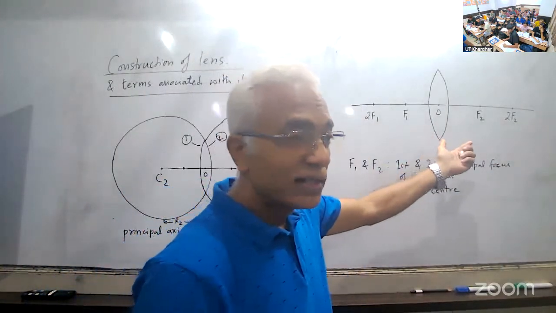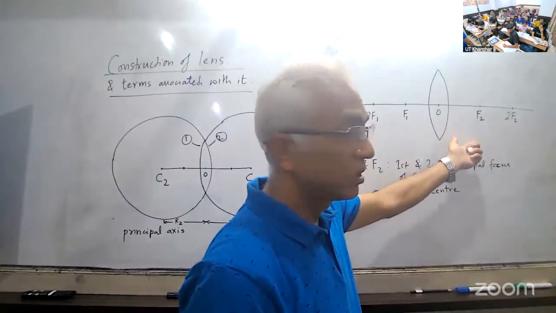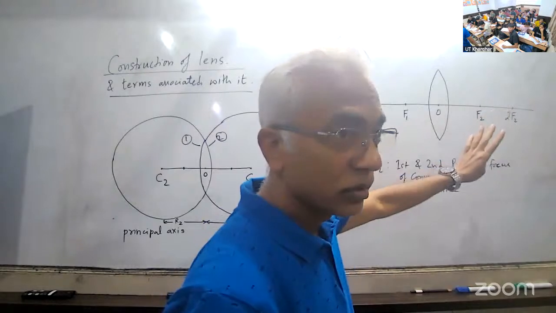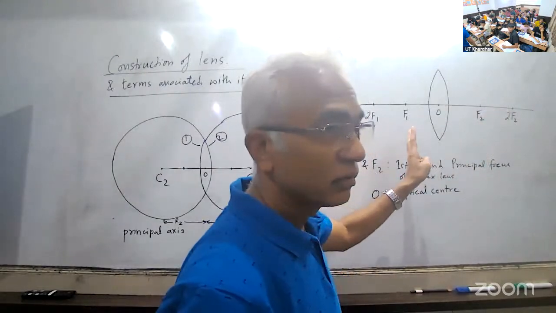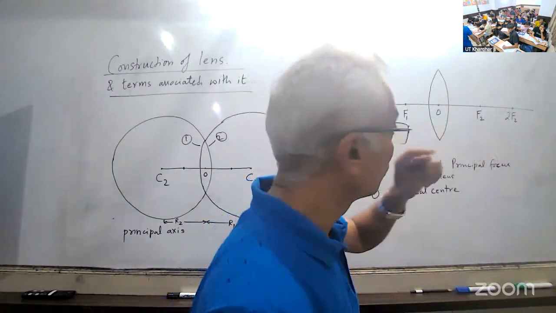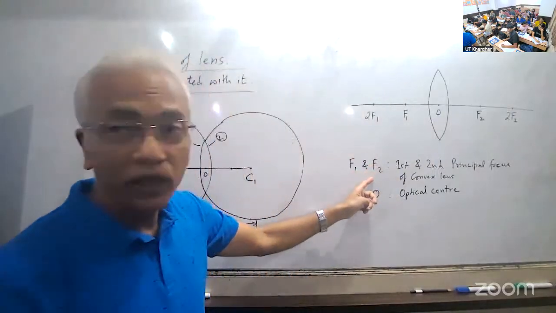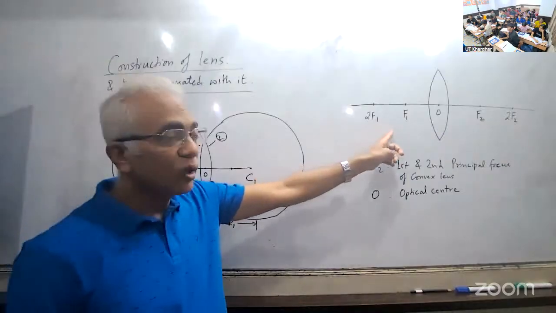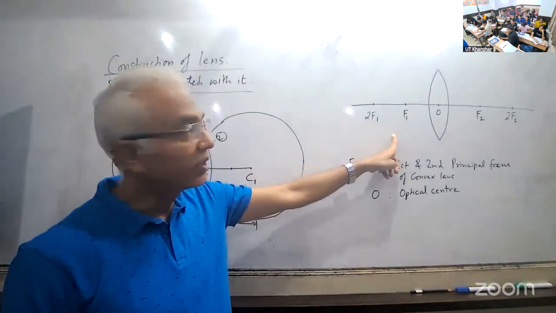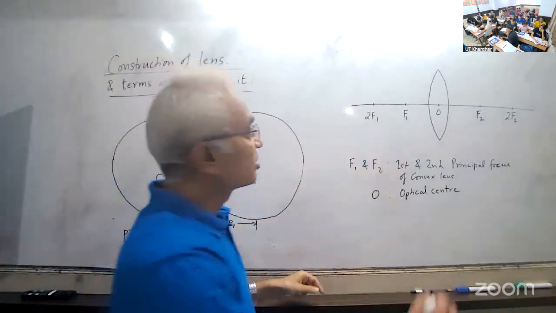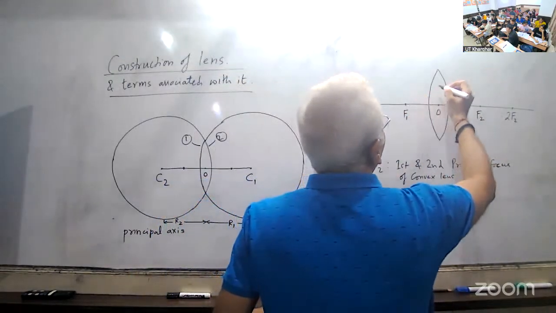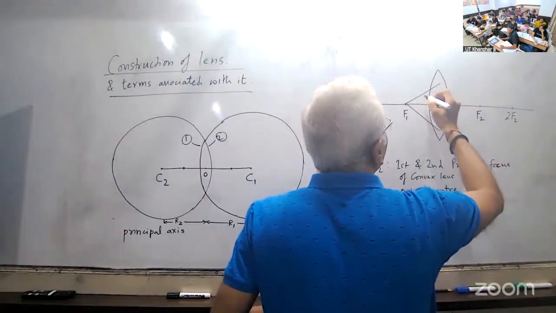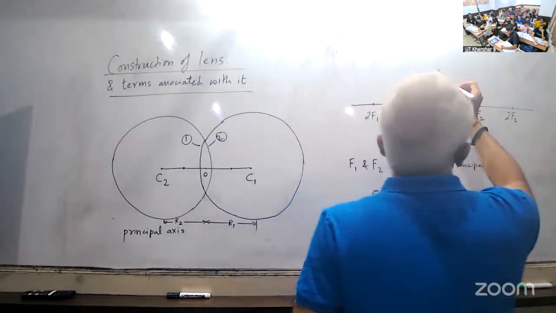I don't know, only in ICSE they follow this nomenclature. In CBSE, it is both F and C, no confusion. Here they have named it first principal focus, second principal focus. Now, how do they define the first principal focus? It is the point from where, when the ray emerges, after refraction it will become parallel.